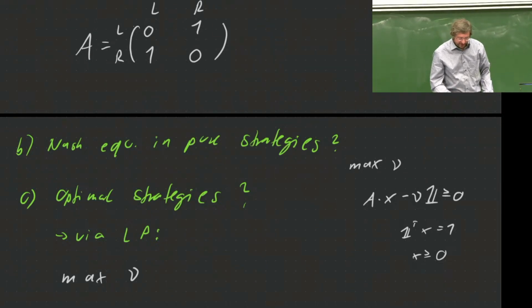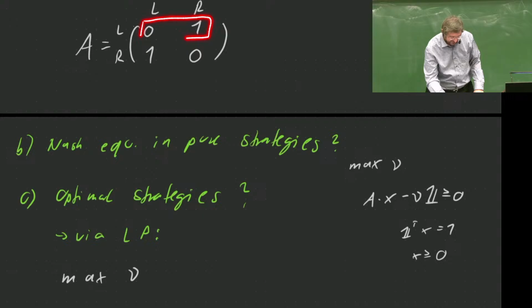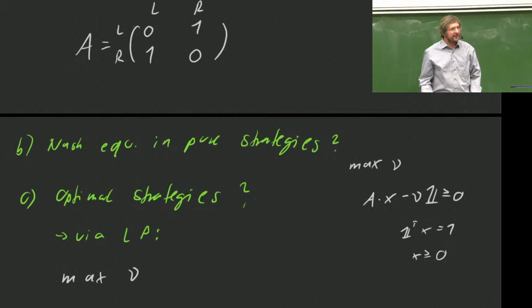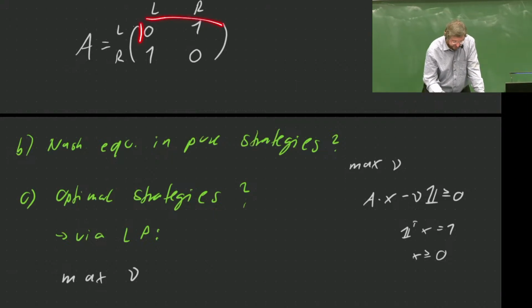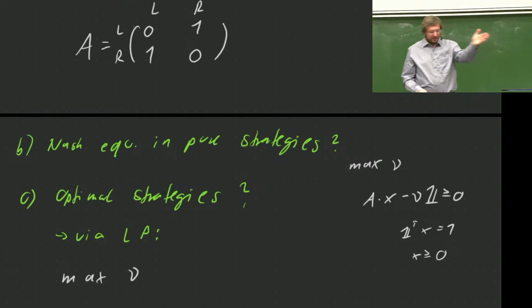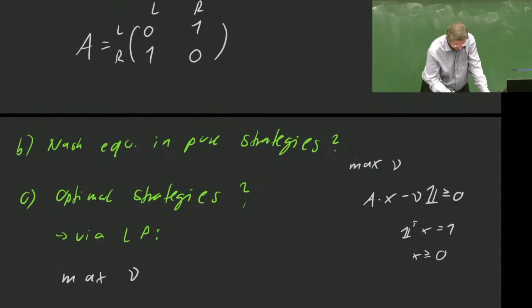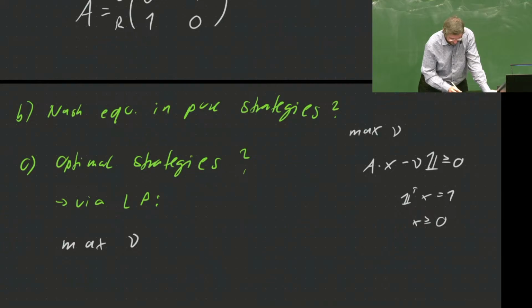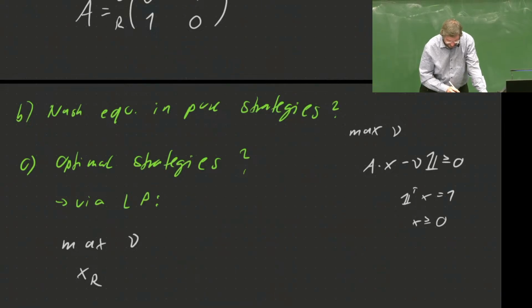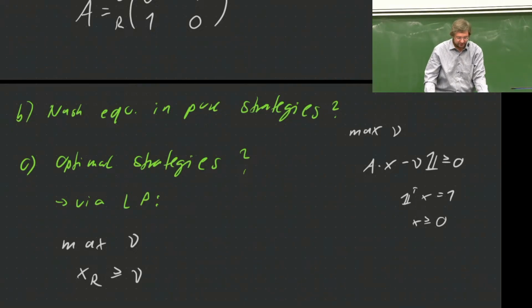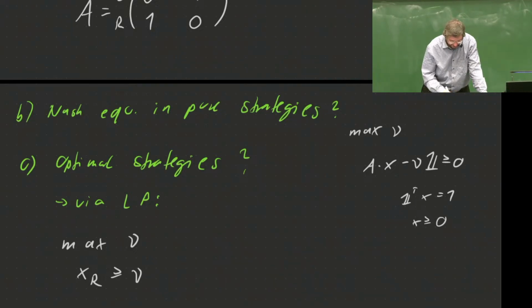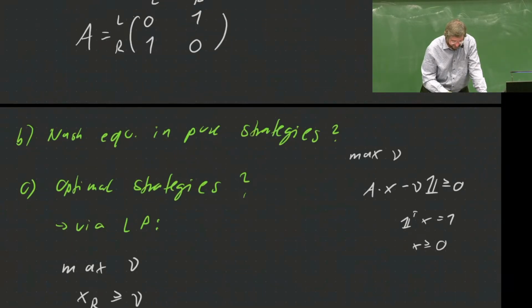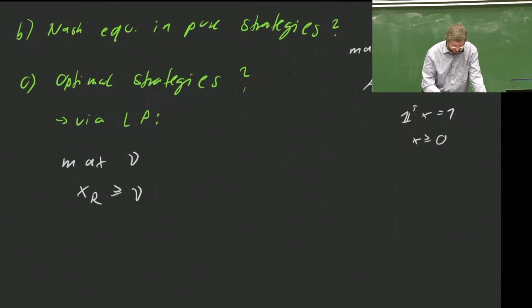And if you look at the matrix, well, in the first row, what happens there? Well, if we play xL and xR, that means we choose this column with a probability of xL and this one with a probability of xR. Then if the row player chooses this row, the payoff will be 0·xL plus 1·xR. So we just have xR. Let me write it in this way for once: xR is greater or equal to nu. And for the second row, we get xL is greater or equal to nu.